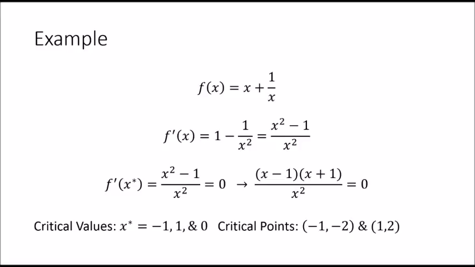But if I plug negative 1 into my original function, I get negative 1 plus 1 over negative 1, in other words, negative 2. So I get a critical point, negative 1, negative 2. If I plug 0 into my original function, I have 0 plus 1 over 0, which is undefined. So that critical value does not produce a critical point. And if I plug 1 into my original function, I have 1 plus 1 over 1, which is 2. So I have the point 1, 2, which is a critical point. So those 3 critical values become 2 critical points.